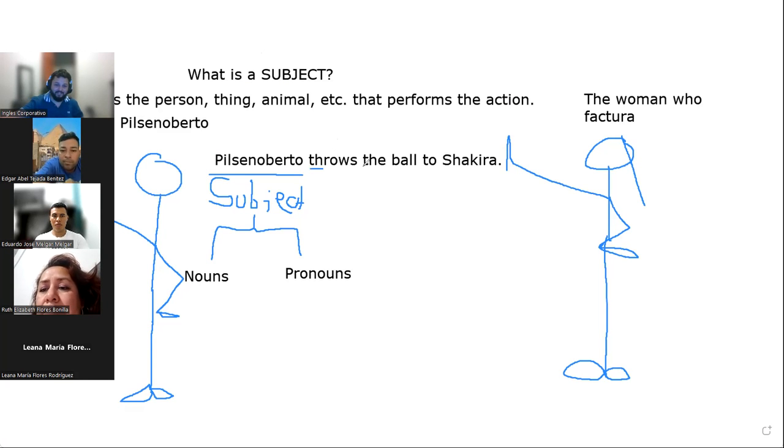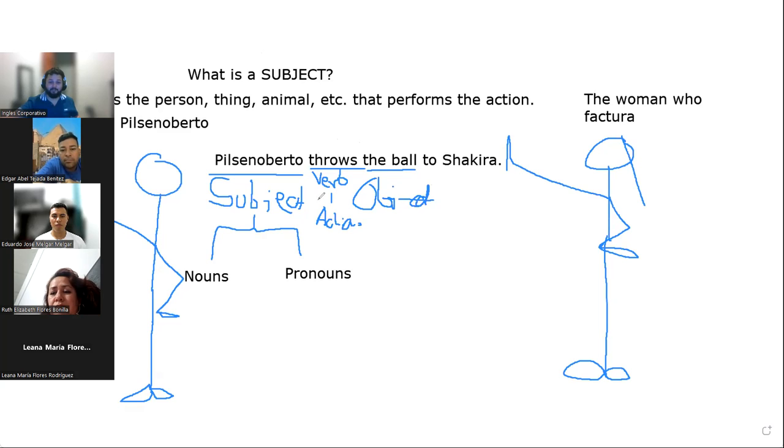So we know that this is the verb. Remember, a verb is usually an action. Whatever is the receiver of the action is called an object. So the ball, in this case, would be the object. An object is basically the same as a subject. The only difference is that this is the receiver of the action.